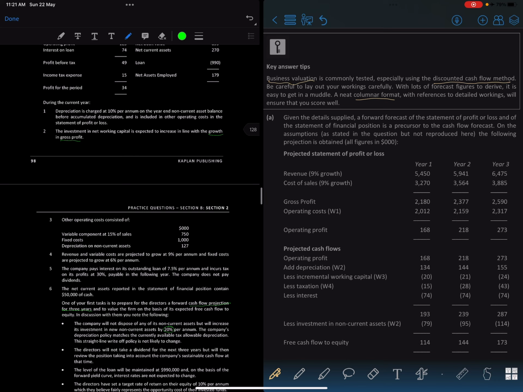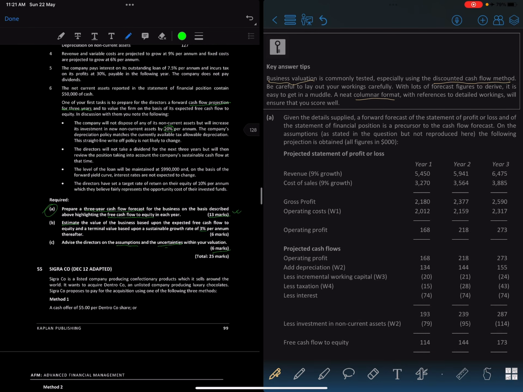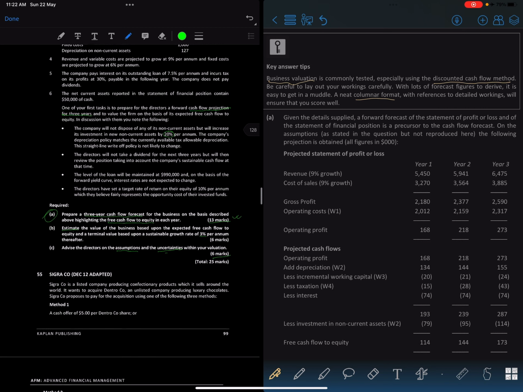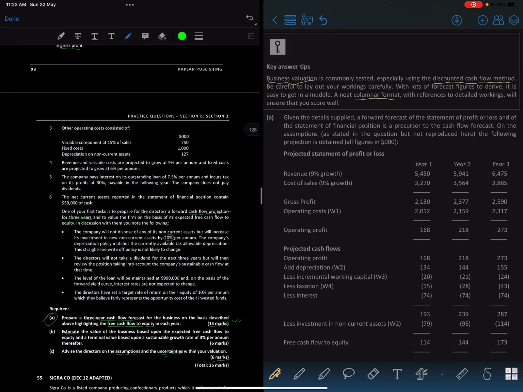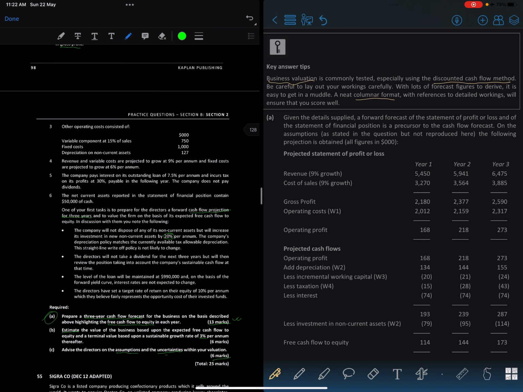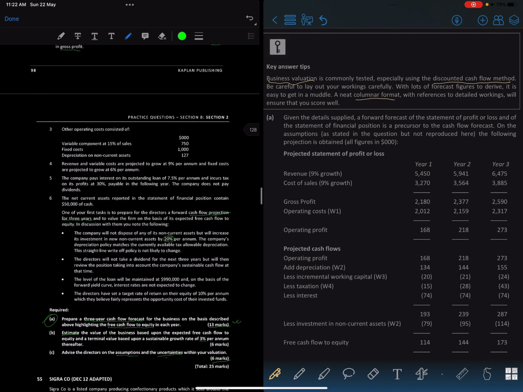Given the details supplied, the forward forecast of the SOPL and SOFP is a precursor to the cash flow forecast for the business, on the assumptions stated in the question but not reproduced here. The following projection is obtained, all figures in thousands.